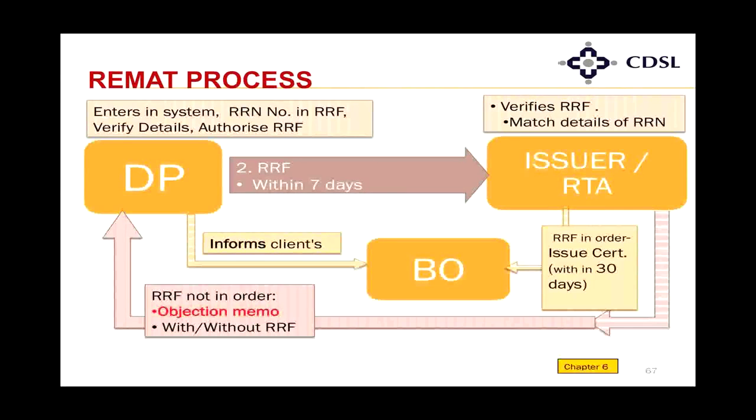Now, in case the RRF is not in order, an objection memo is sent to the DP. The DP is supposed to receive another RRF and send it to the issuer. With this, we have finished chapter 6. Anybody has any questions?